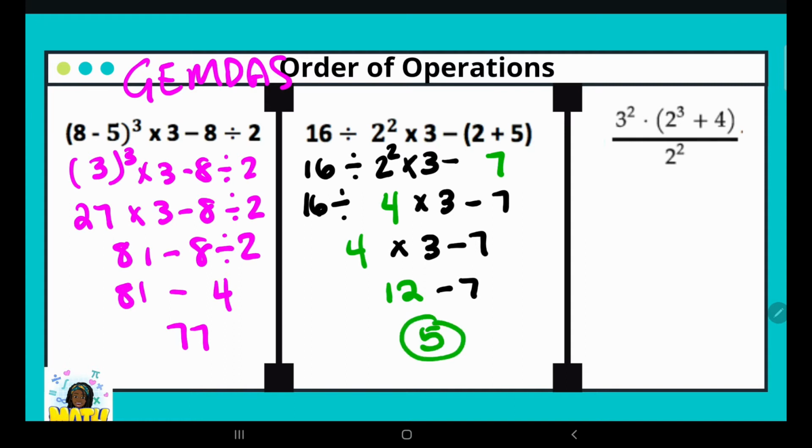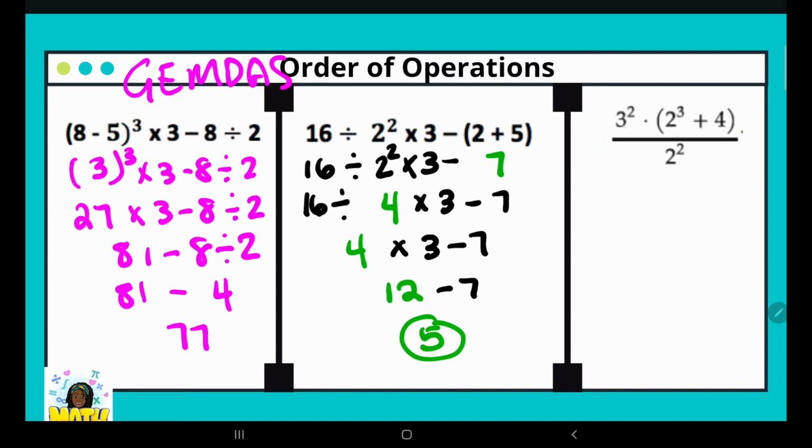Now let's take a look at the third example. So here I have a fraction bar, and the fraction bar represents a grouping symbol. So what that means is I need to complete everything on the top and then everything on the bottom. And we know the fraction bar is also a representation of division. So everything on top will be completed, everything on the bottom will be completed, and then I can divide. So let's go ahead and take a look at that.